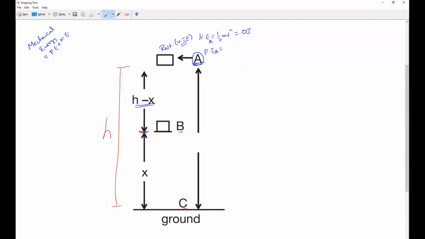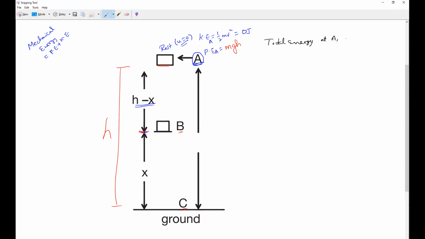At point A, the total height is h, so what is the potential energy? mgh. Is it okay, guys? Now, what is the total energy at point A? What is the mechanical energy at point A? Write it.